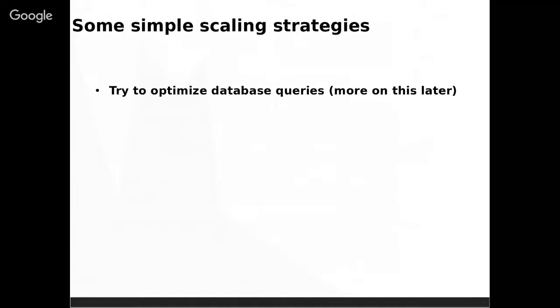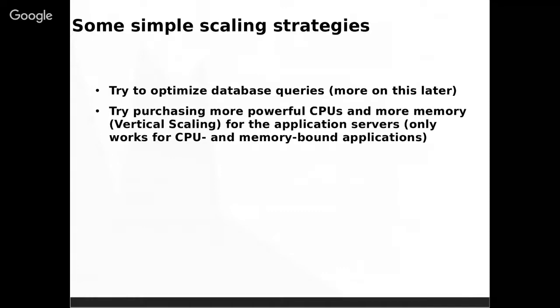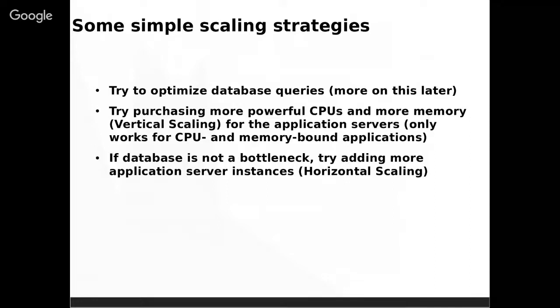Now, let's talk about some simple scaling strategies, the simplest ones. First, how about we try to optimize our database queries? We will take a deeper look at this later. Maybe we could try purchasing more powerful CPUs and more memory, also known as vertical scaling, for application servers. However, it will only work if our applications are CPU and memory bound, meaning they need more CPU power and more memory. If the database is not a bottleneck, we could easily try adding more application server instances, also known as horizontal scaling. We just increase the number of instances.